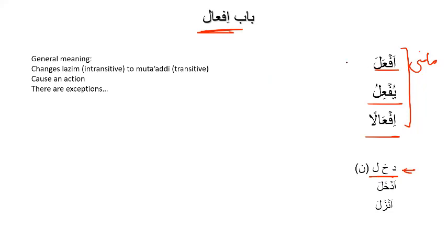Very good. So the madi would be adkhala, all fathas. The mudare would be yudkhilu, and the masdar would be idkhalan. Okay, so this is for dakhala.